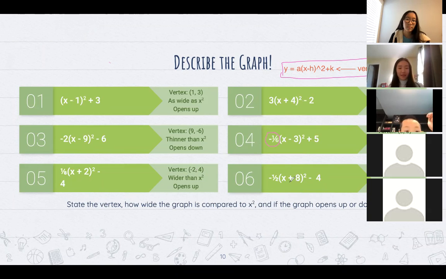A is the number that's at the very front, in front of the parentheses. So right now A is -1/2. And then in parentheses, it says x minus h, which is x plus 8. So the question is, there's 3 parts to it, and it's at the bottom. State the vertex, how wide the graph is compared to x squared, and if the graph opens up or down.